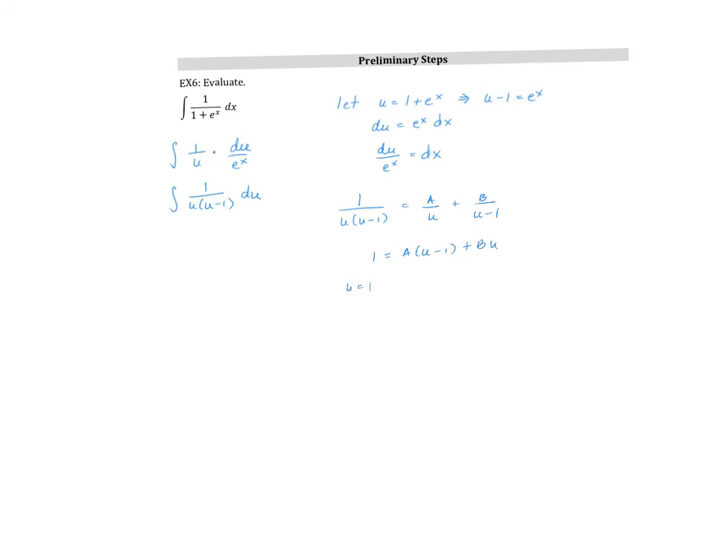If u is equal to 1, then B is 1. If u is equal to 0, then A is negative 1. Well, that wasn't bad at all. And my integral is going to be a negative 1 for A, so negative integral of 1 over u du plus B is 1, so 1 over u minus 1 du.